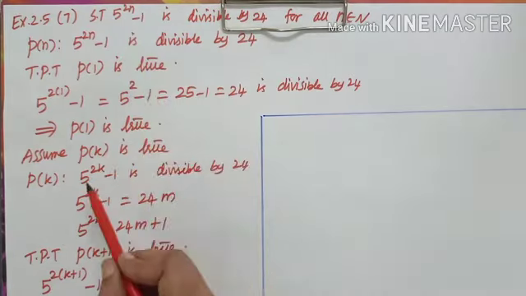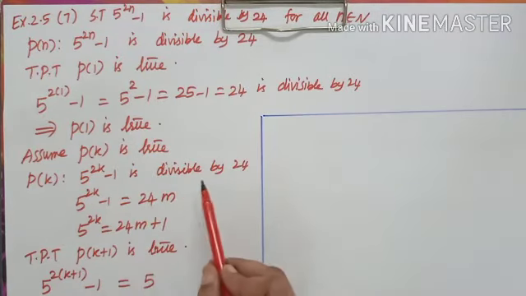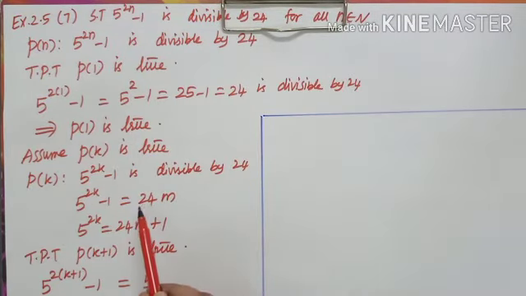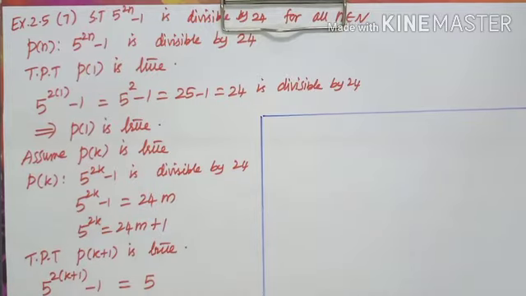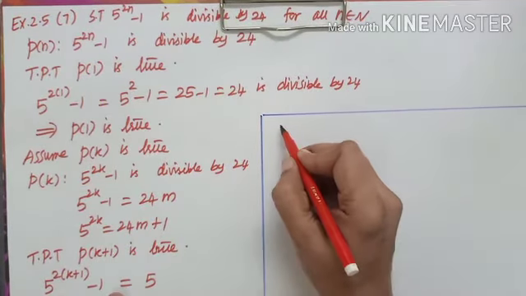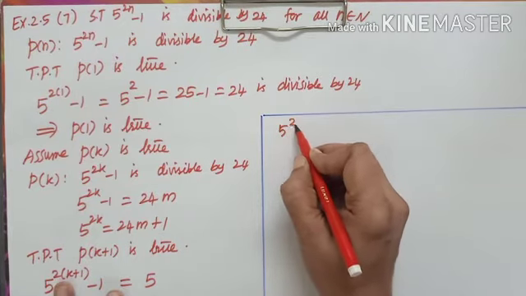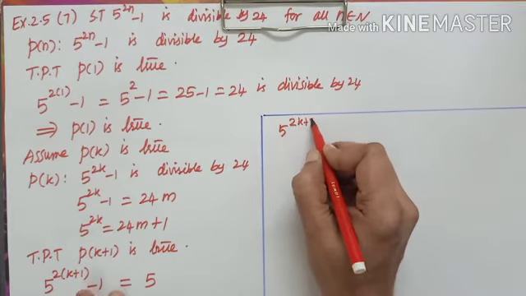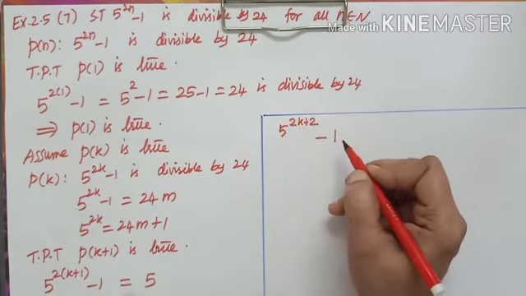Wherever n comes, put k. When I say divisible by 24, write 24m. Bring minus 1 to the other side as plus 1. Now I want to show P of k plus 1 is true. Wherever k is coming, put k plus 1. How do I simplify the answer? 5 power 2 into k, 2k, 2 into 1, 2, minus 1.